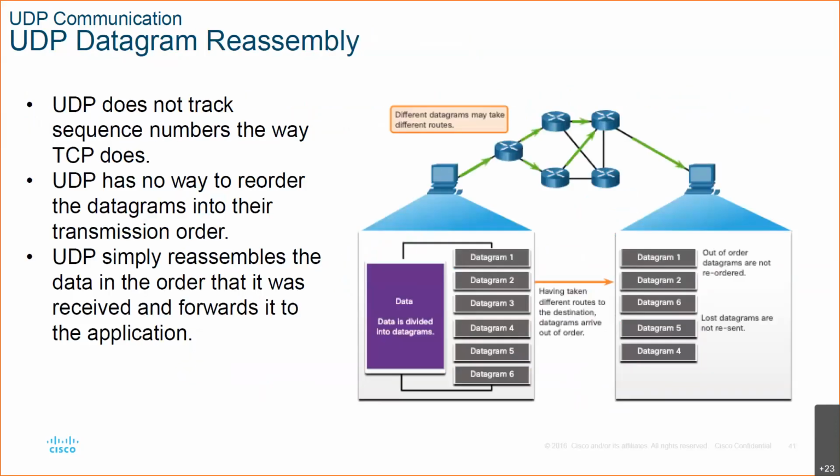It also does not track sequences, and if one part of your segment is missing, tough luck. It doesn't care. So let's say you have 6 datagrams and 3 is missing, and they come garbled and not in order. They are not reordered. Data is just received, and this ensures that speed is guaranteed.